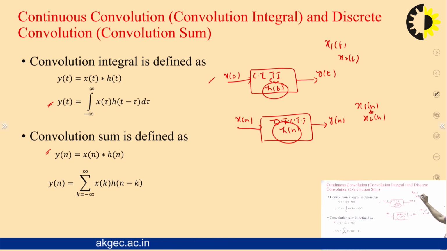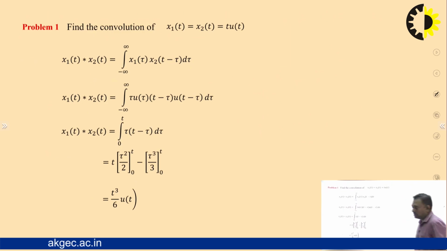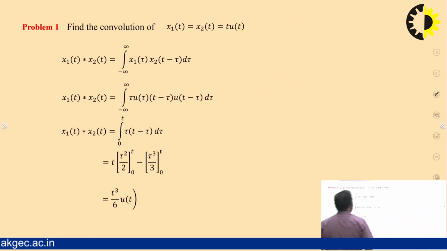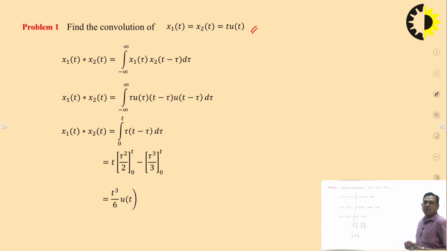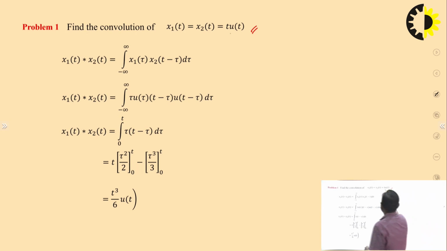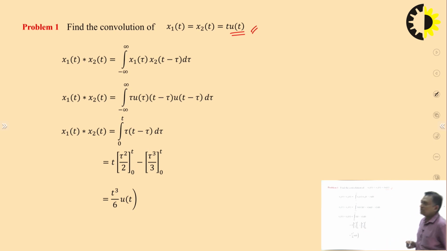Now let's see one problem. Find the convolution of x1(t) equals x2(t) equals t times u(t). This problem is not a typical one. This is a simple problem, so I don't think there is any requirement of plotting the graphs. You can see here both the signals are having u(t), so it means both the signals are causal signals. When both the signals are causal, then finding convolution is quite simple.